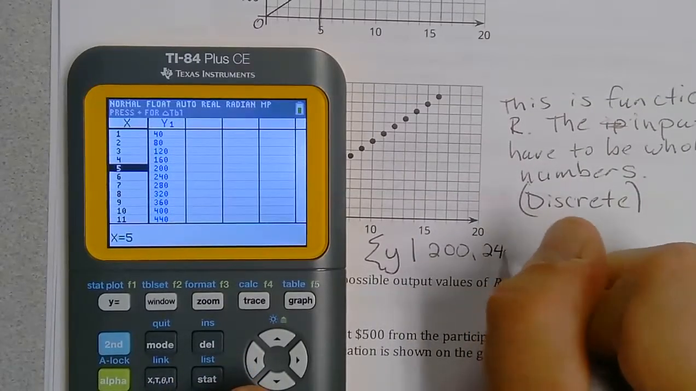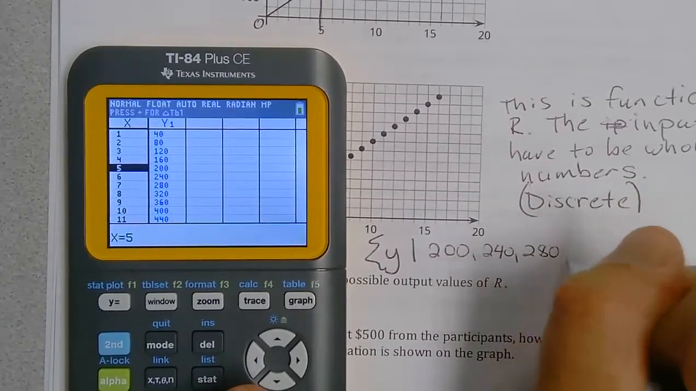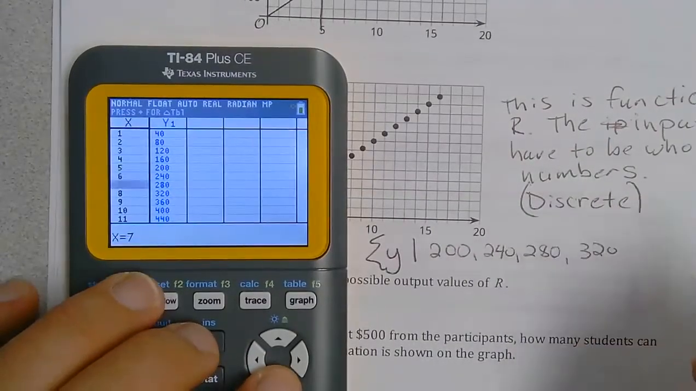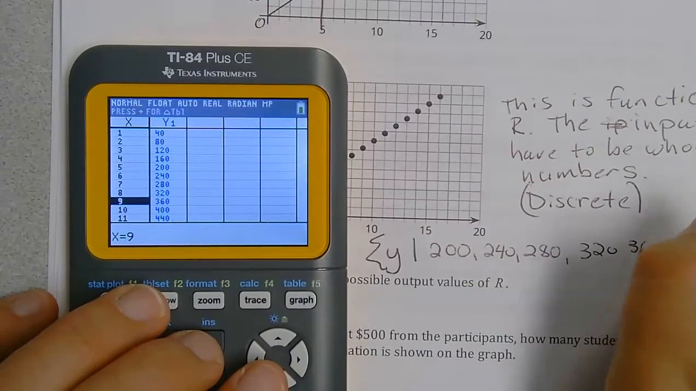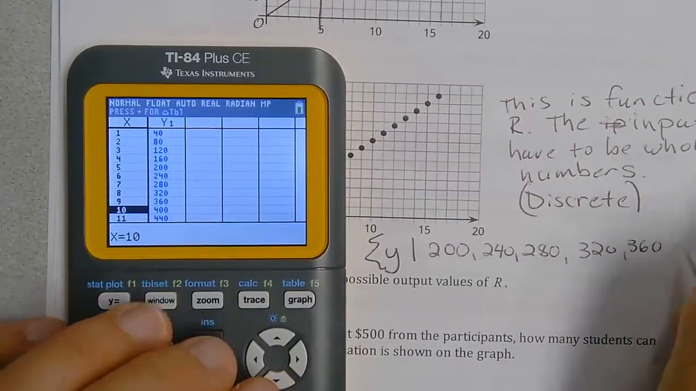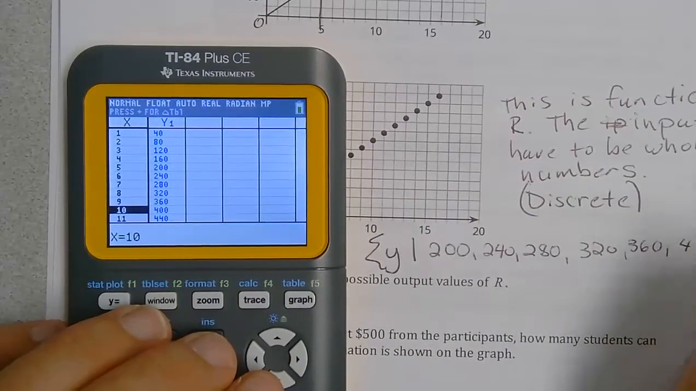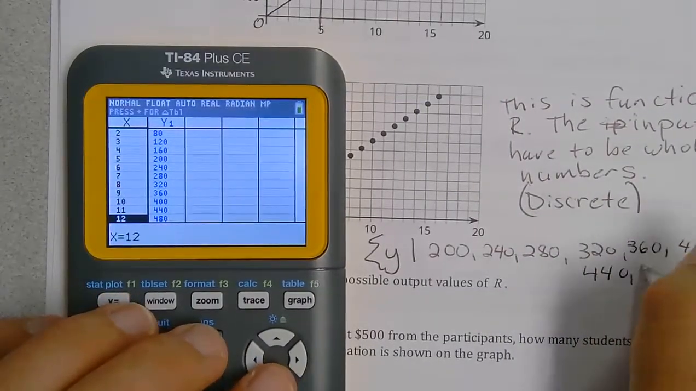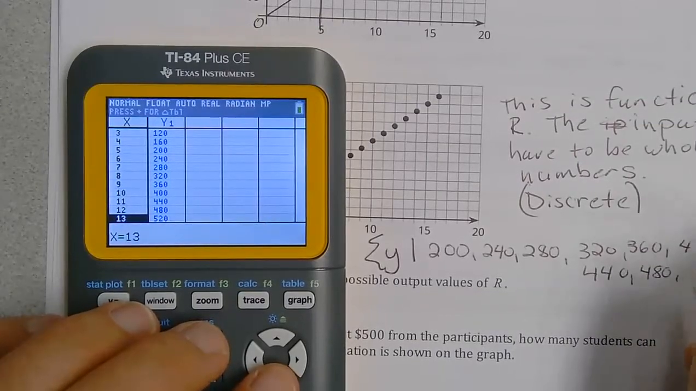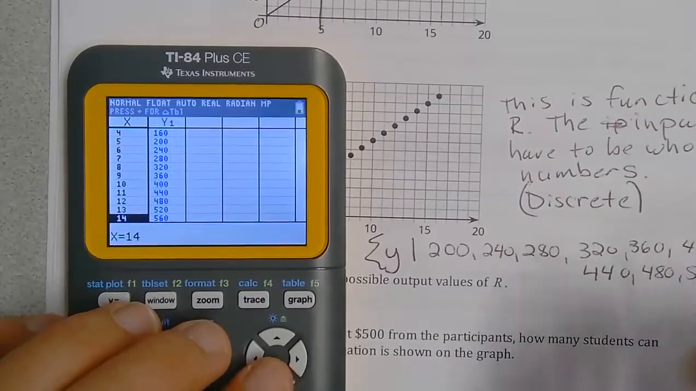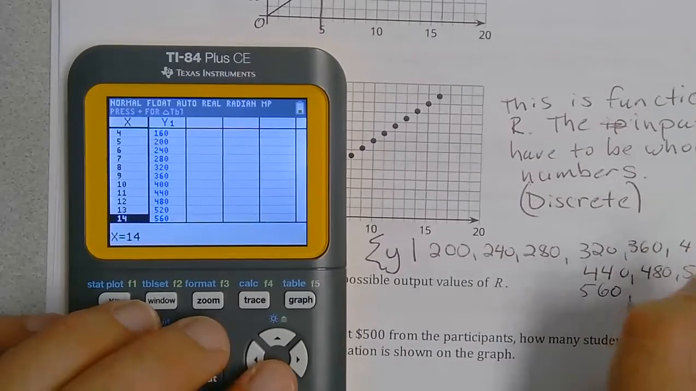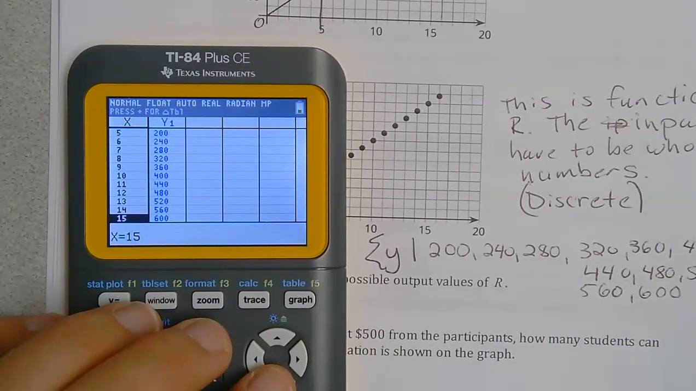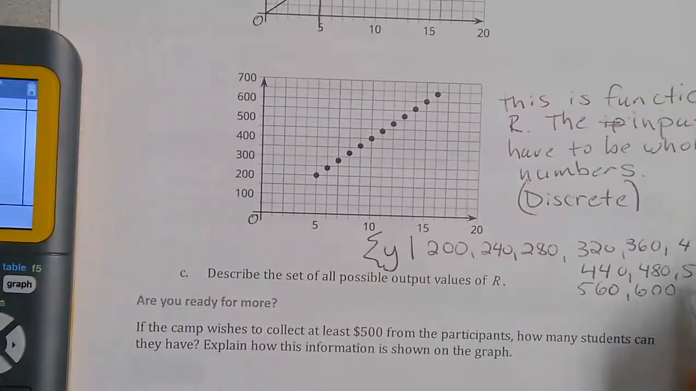240, 280, 320, 360, 400, 440, 480, 520, 560, 600, and we stopped at 15 campers, so that would be the end of our set.